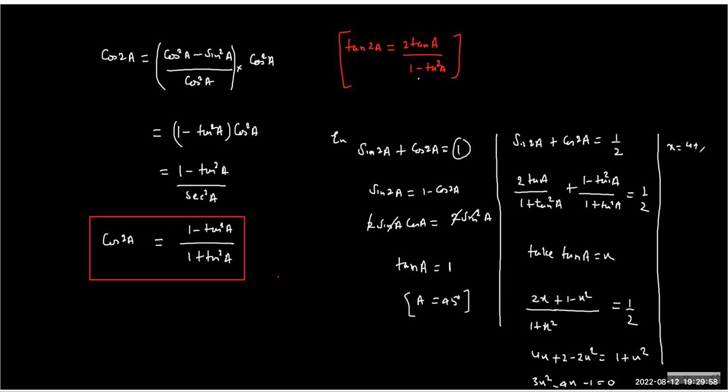So x is how much? Minus b plus minus root of b square minus 4ac: 16 and 12, that's 28, by 6. So I get 4 plus minus 2 root 7 by 6, which is 2 plus minus root 7 by 3. And because x is tan, I can take a positive value, let's say 2 plus root 7 by 3. Then I'll get A equals tan inverse of this weird answer.